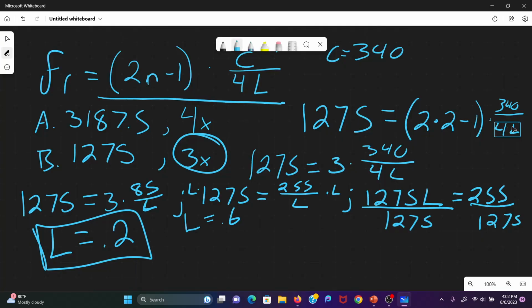Okay. So now we don't know this, the new second resonant frequency, but we do know the rest of the equation. So we do know 2 times 2 minus 1 times 340 over 4 times 0.6. I think I'm going to need some more space.